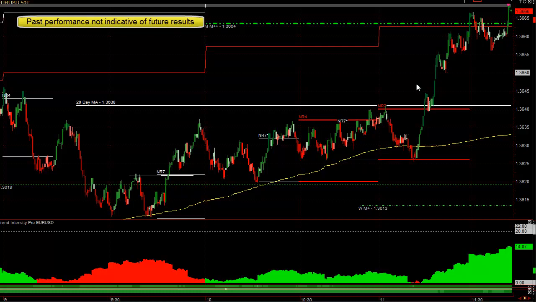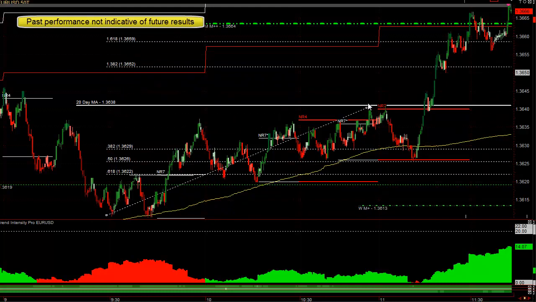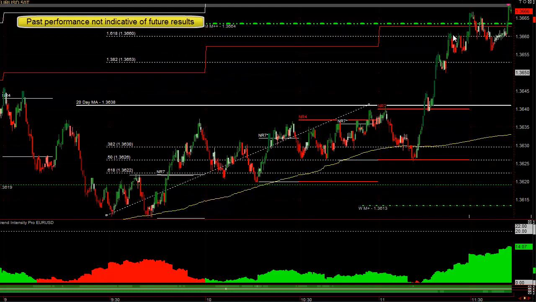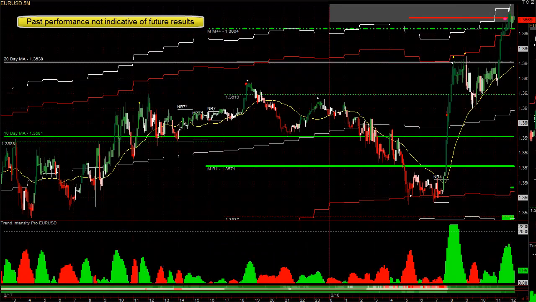And once it broke above that level, draw your fibs on the previous swing to get an idea where the fib targets are. And you might have exited your trade here or here, somewhere between 50 and 60. Hasn't really moved too much more beyond that at this point.